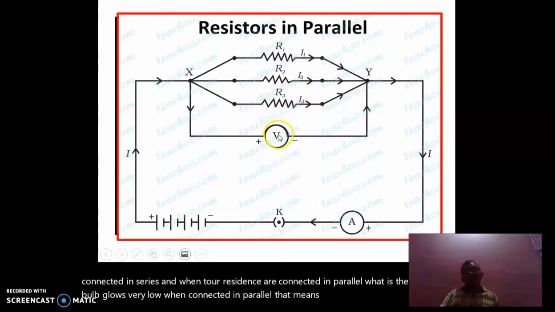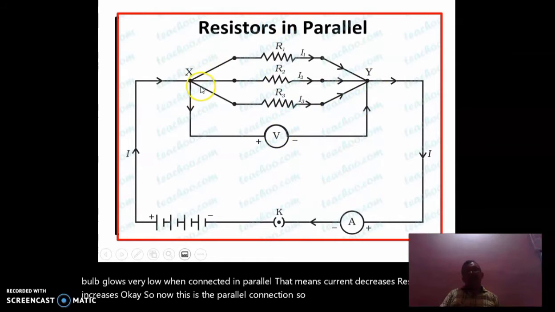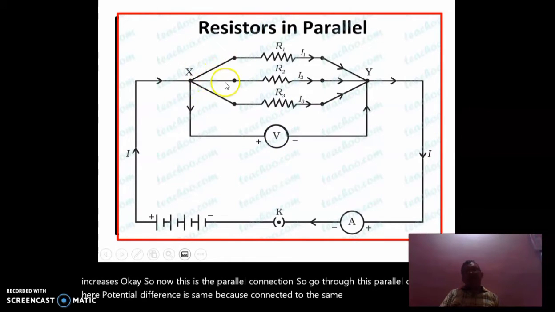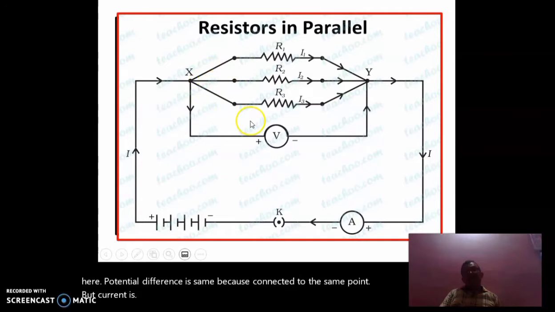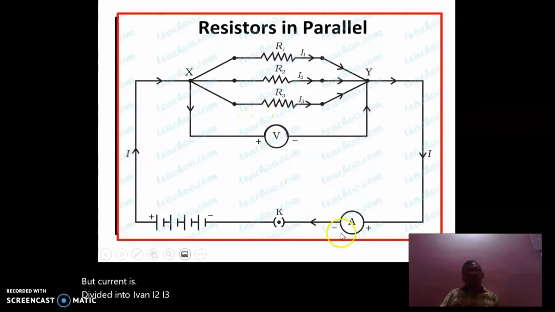Here the potential difference is the same because they are connected to the same point, but the current is divided into I1, I2, I3, etc. Okay. So this is the ammeter. So this is the diagram.